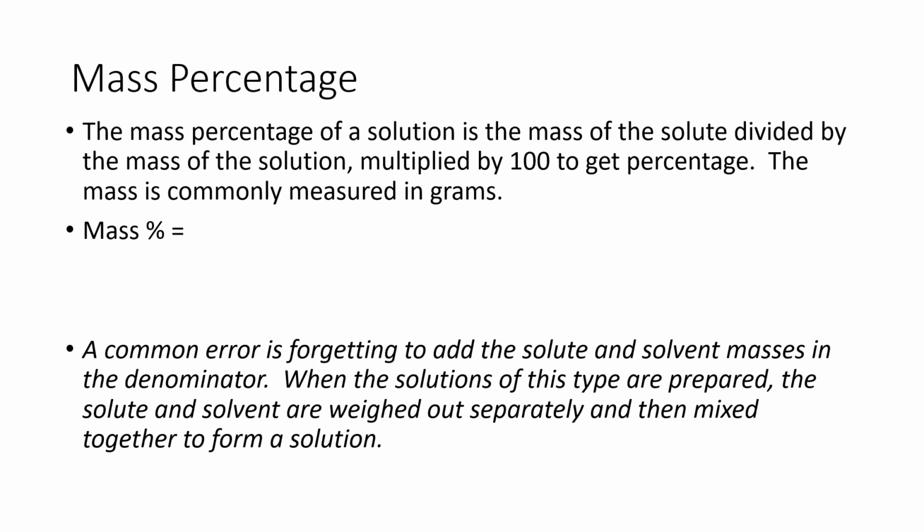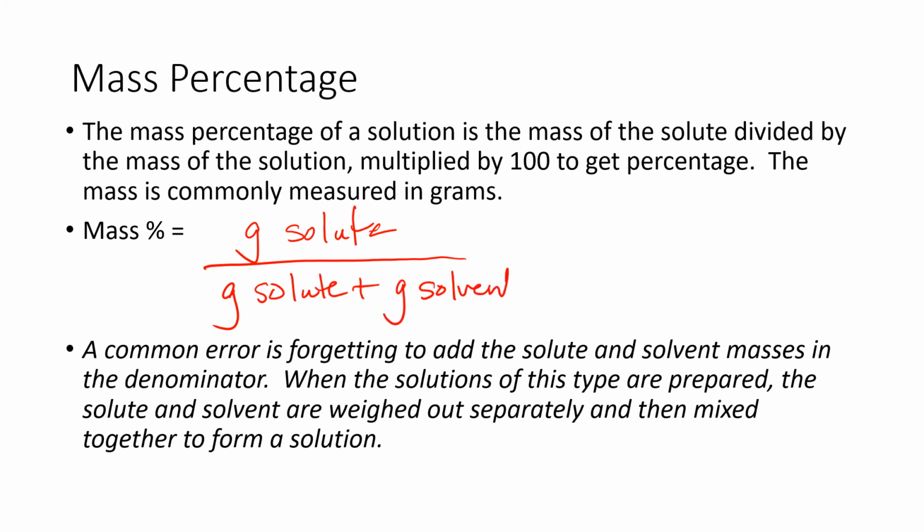Alrighty, so mass percentage of a solution. It's the mass of the solute divided by the mass of the solution multiplied by 100. So here's the way to look at it. Mass percent equals grams of solute divided by grams of solute plus grams of solvent, which is basically the grams of the solution, times 100. Make sure that you add up the masses of the solute and the solvent that are given in the problem.